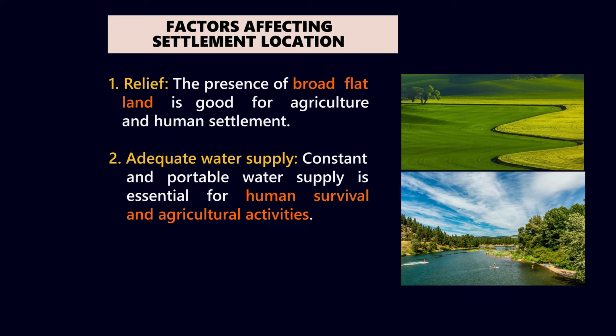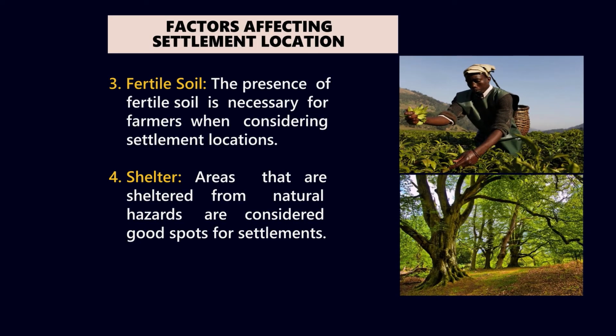Humans and animals need water for survival. Areas that have constant and adequate water supply are usually fit for settlement. The water in these areas can be used for farming purposes, to water plants and feed animals. Thirdly, fertile soil. The presence of fertile soil in an area will attract people to settle in those areas. Fertile soil is good for agriculture because man needs food to survive.